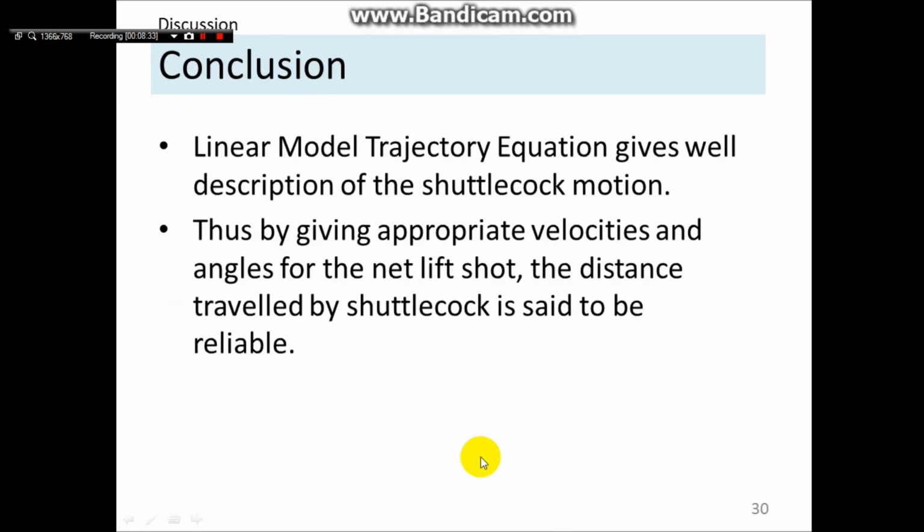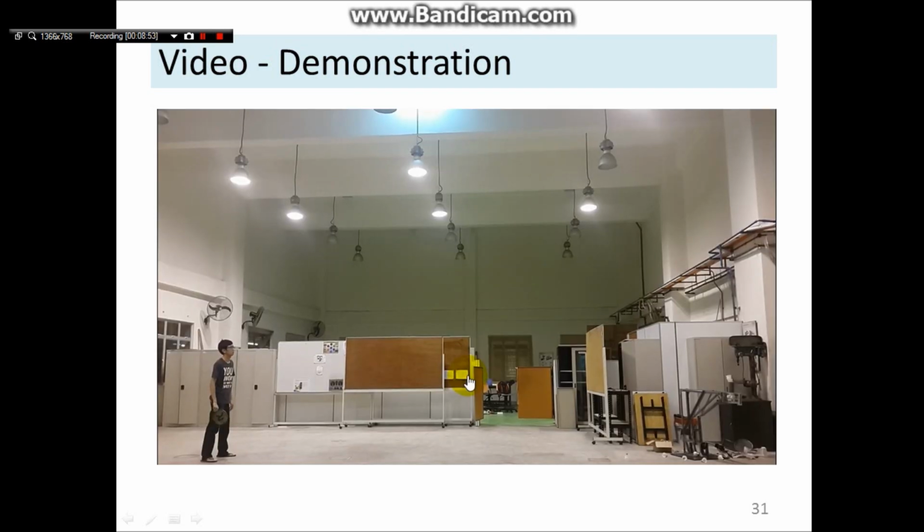And as a conclusion, the linear model trajectory equation gives a good description of the shuttlecock motion. Thus, by giving appropriate velocity and angles, the distance traveled by the shuttlecock is said to be reliable. So this is the video demonstrating how the machine works for the training.